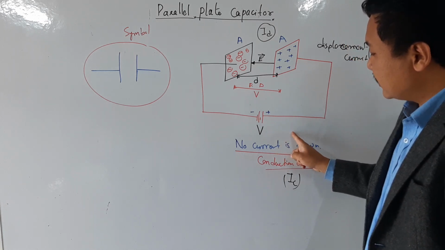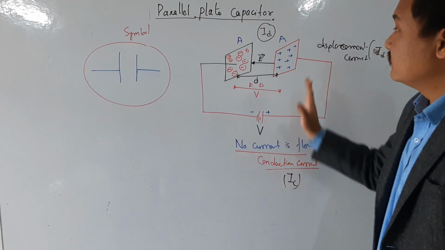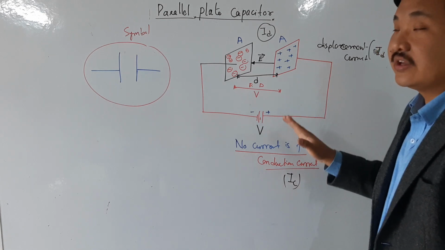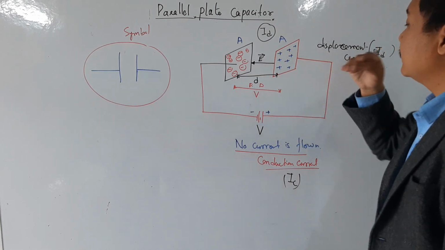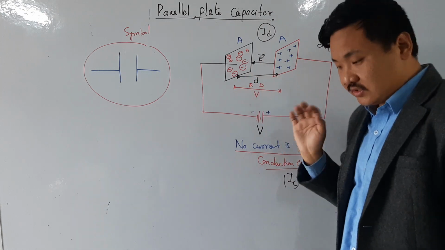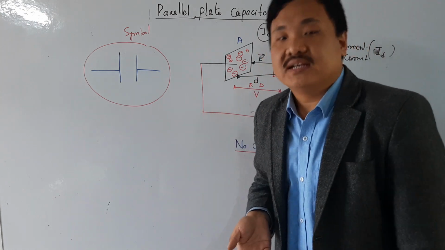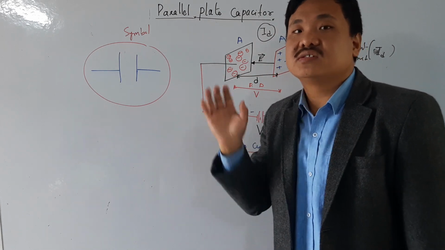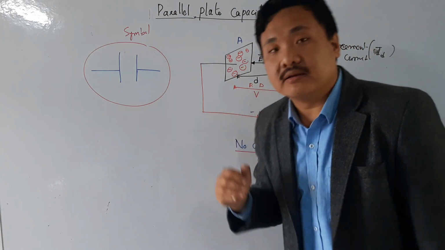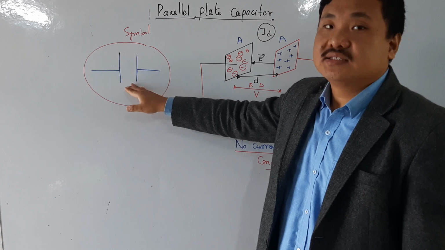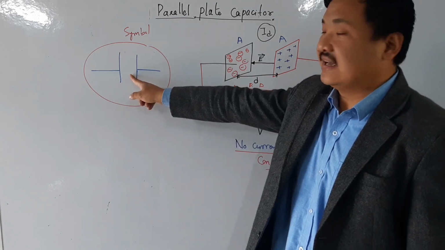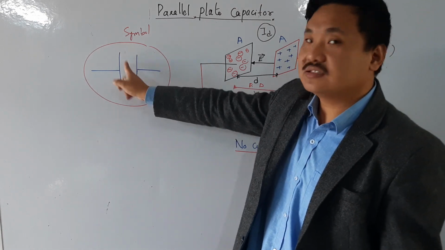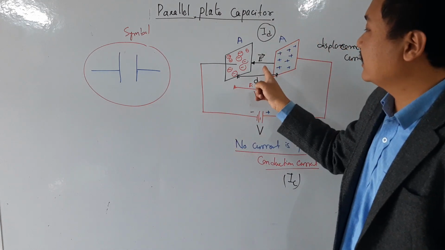There is no conduction current flowing between this plate and this plate, but there is a flow of displacement current from this plate to that plate, which we are going to discuss in a couple of lectures: how conduction current and displacement current flow in the parallel plate capacitor. This is my symbol. Now onwards I will just write like this, but whenever I write like this, you have to understand that it is in fact like this.